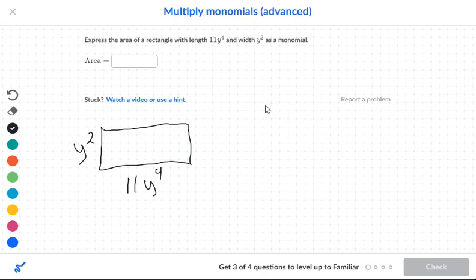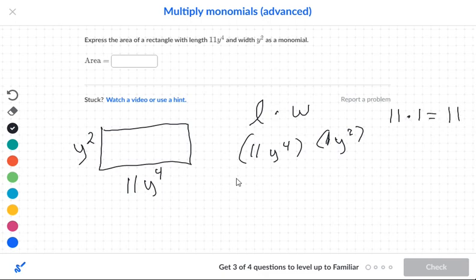So you see, when you have a rectangle, you're going to take the length times the width. So the length is 11y to the fourth, and we want to times it by the width, which is y to the second. Remember, we can put a 1 here since there's no number there. We simply take 11 times 1 is 11, so our number is 11. We write out our 4 y's and we write our 2 y's. So you can count that out. You can see you have 1, 2, 3, 4, 5, 6. So what you have here is y to the 6. So we put it all together. This would be 11y to the 6.